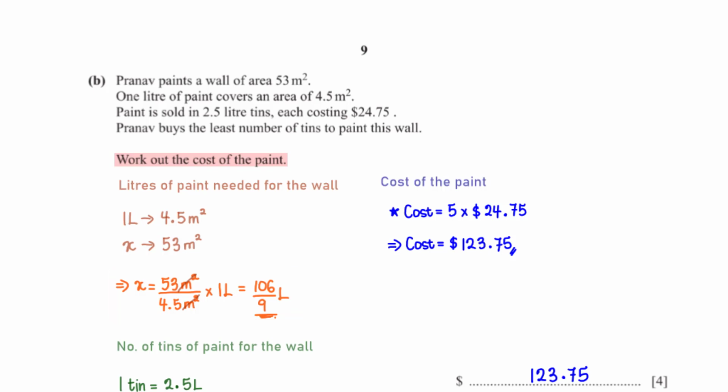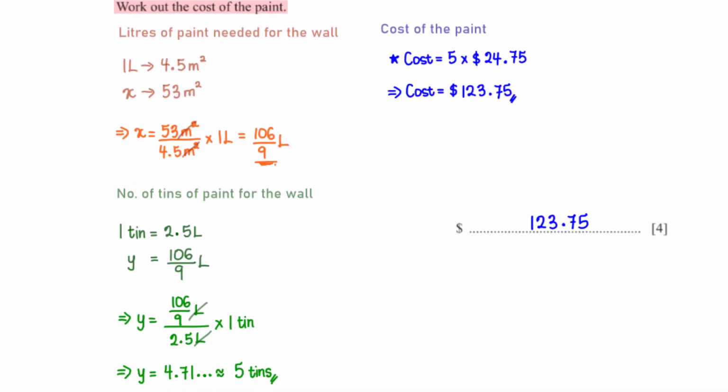Now that we have the liters of paint needed to cover the wall, we can find the number of tins of paint that will be needed. We know that 1 tin contains 2.5 liters of paint. We want to find the number of tins we will need for 106/9 liters of paint. This is what we are calling Y. When we cross multiply and make Y the subject, this is what we get. When we type this into the calculator, this is what we have. This means to cover the wall, Pranav needs to buy a minimum of 5 tins of paint.